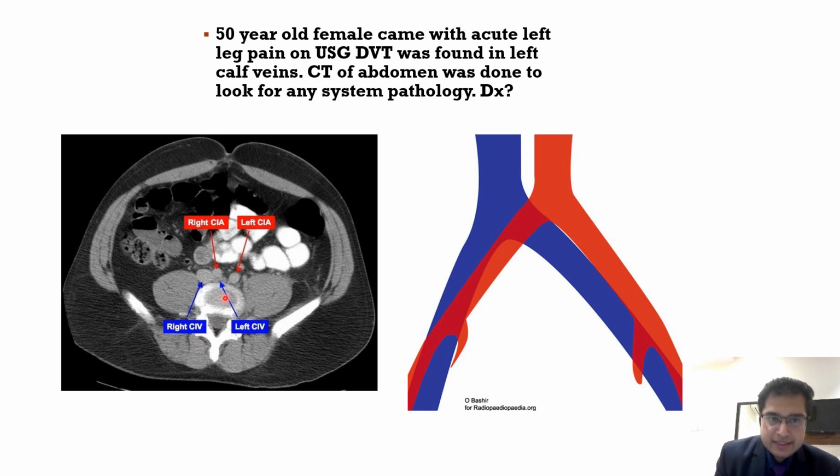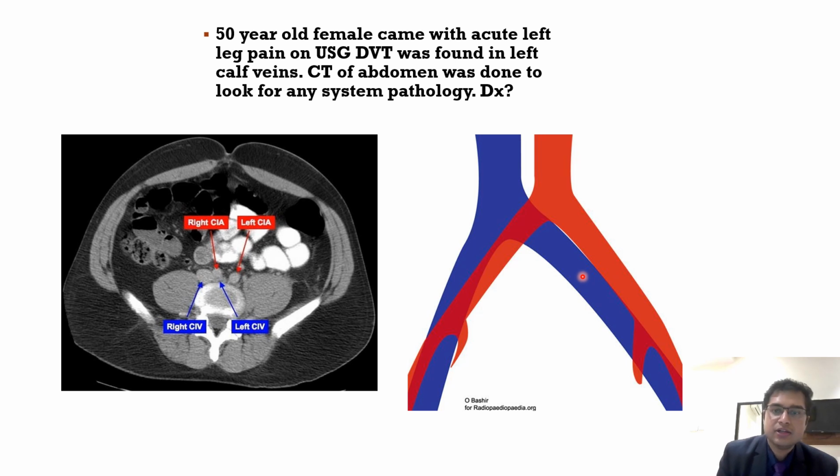So here we can see on post-contrast images, this is the right common iliac artery, this is the left common iliac artery, this is the right common iliac vein, and this is the left common iliac vein. The left common iliac vein is significantly compressed against the lumbar vertebrae. Now this is because the right common iliac artery is actually compressing it. So this is the right common iliac artery compressing the left common iliac vein.